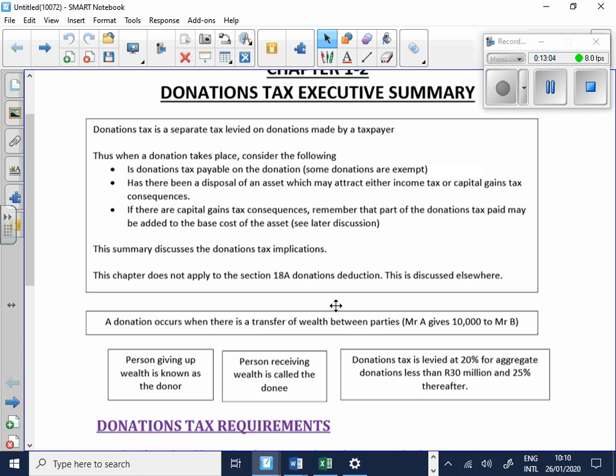So it says, number one, is donations tax payable on the donation? And I've got there some donations are exempt. So, guys, there'll be donations, but we don't pay tax on everything. If I want to give to a public benefit organization, I'm not going to pay tax. So the government, if you want to give to the ANC, you're not going to pay donations tax. You can give to political parties free of charge.